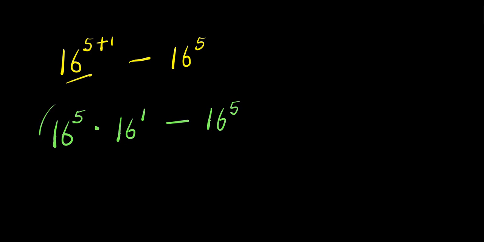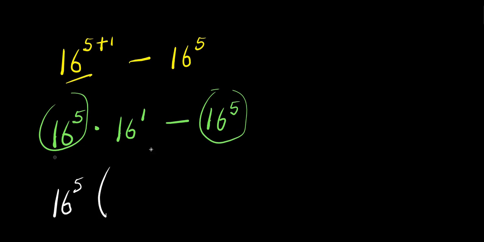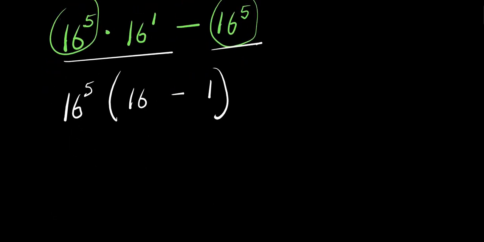So we have 16 power 5 here, 16 power 5 here. I can factor that out. I have 16 power 5 times this divided by 16 power 5. We have 16 minus 16 power 5 divided by 16 power 5, we have 1. So right now I have 16 power 5 times 16 minus 1. That is 15.